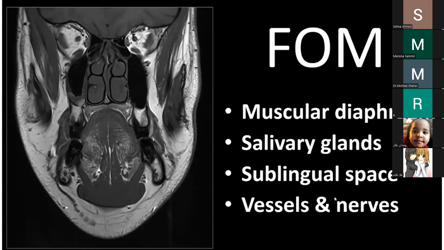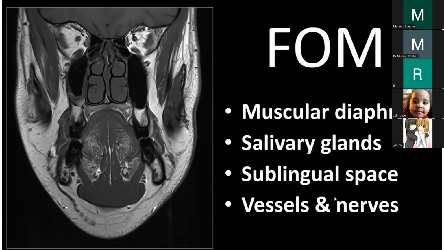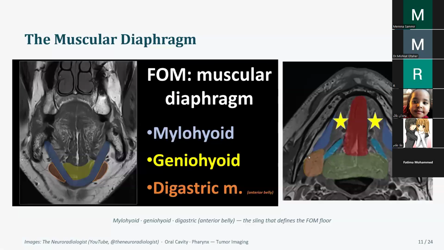Before we dissect the floor of the mouth, here is the roadmap. Four things to cover here: the muscular diaphragm that forms the floor, the salivary glands sitting within, the sublingual space, and the vessels and nerves running through. So let's start with the diaphragm, and specifically its workhorse, the mylohyoid muscle.